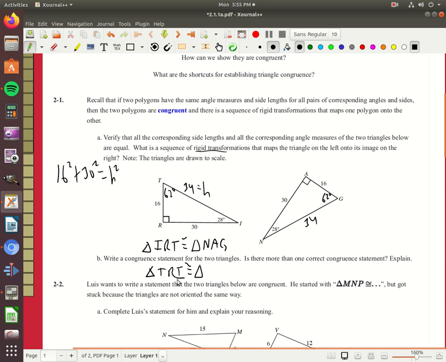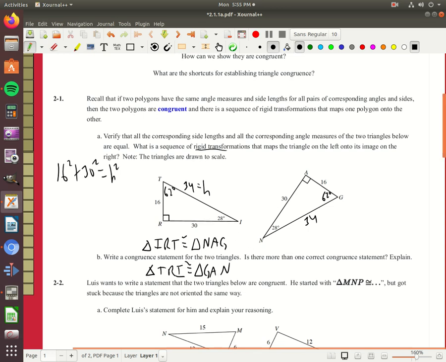Again, if I said TRI, well, the T is 62 degrees, so the G would have to go first. The R is the right angle, so the A would have to go first, and the I is 28 degrees, so the N would have to go first. So you'll notice the I and the N are in the same spot. It doesn't matter if that's the first or the third spot, but they have to go together. Again, the R and the A go together, and the T and the G go together. So just make sure you remember that from Integrated 1 as well.